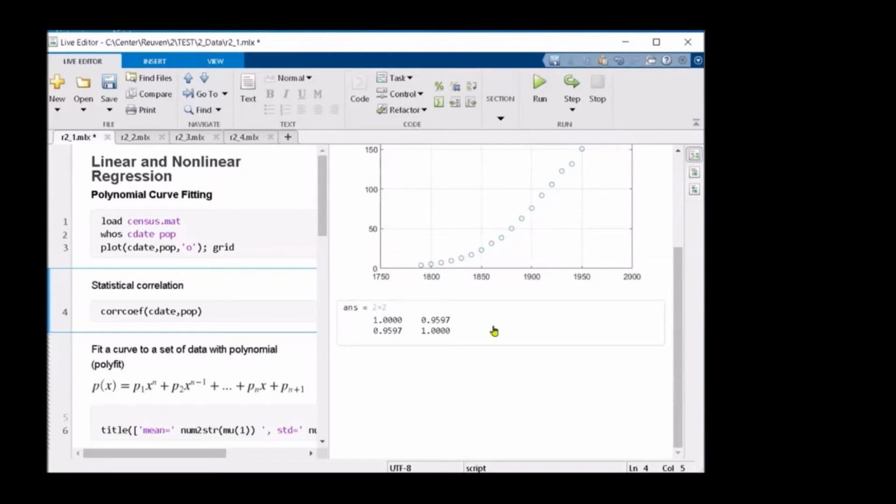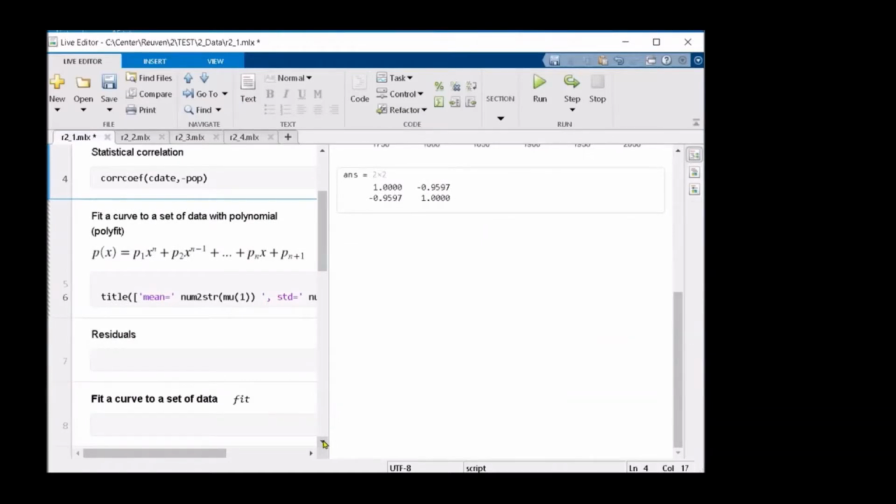Now we can check whether this correlation is linear, and whether it is positive or negative. For example, if I change the sign of one of the variables, minus population, you can see that our correlation coefficient is just negative. It means that these data are again really correlated, but they are negatively correlated.